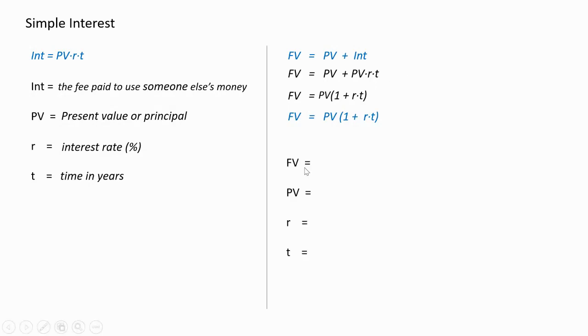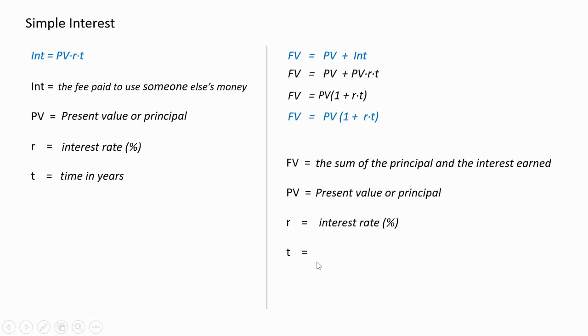For this one, the FV stands for the future value, the sum of the principal and the interest earned, which is the future value. The PV stands again for present value or the principal. The R stands for the interest rate, and the T stands for time in years. So let's do an example. But before we do that, this is what you need to know.